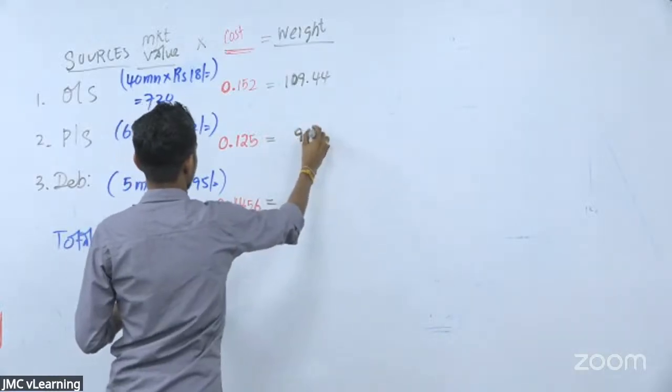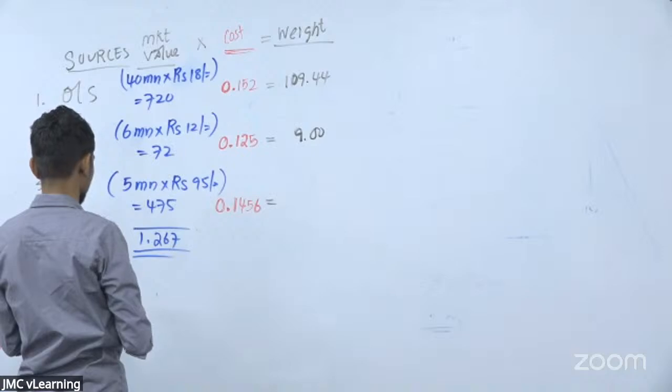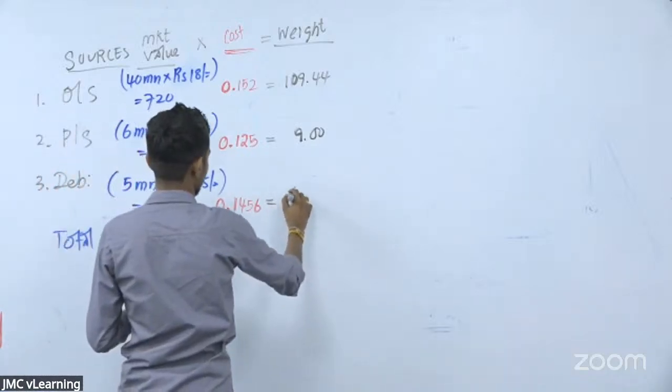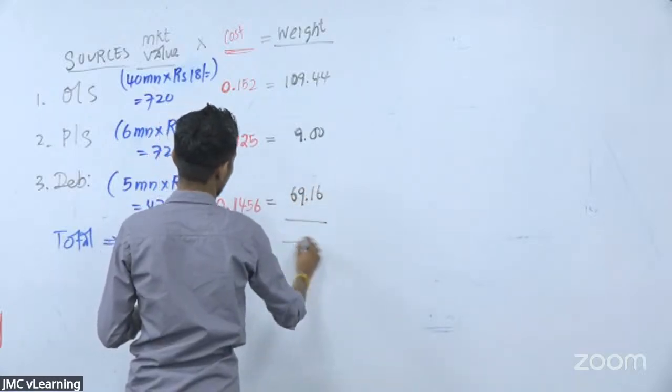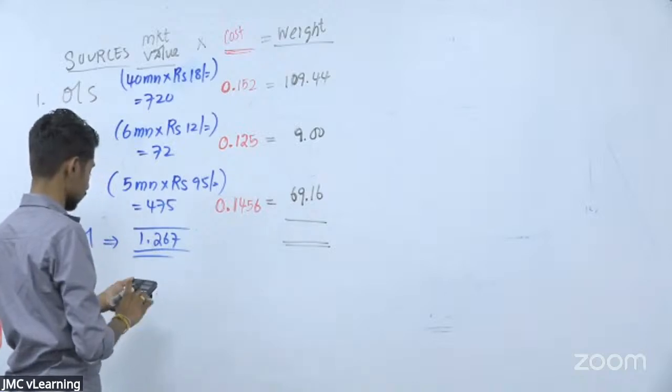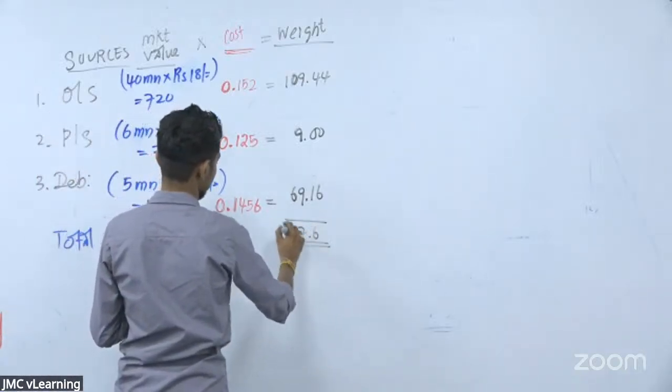is 9. 475 into 0.1456 is 69.16. Altogether, total is how much? 187.6.